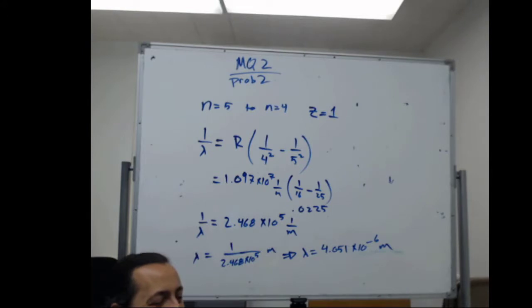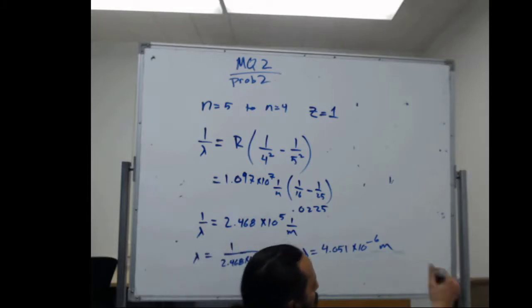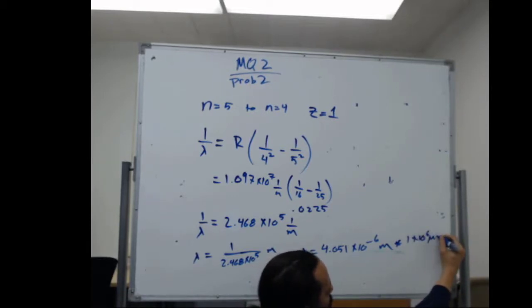The question asks specifically for the answer in micrometers. Always check your units. We can do a quick conversion to micrometers by doing 1 times 10 to the positive 6 micrometers. There's a lot of micrometers for every meter.